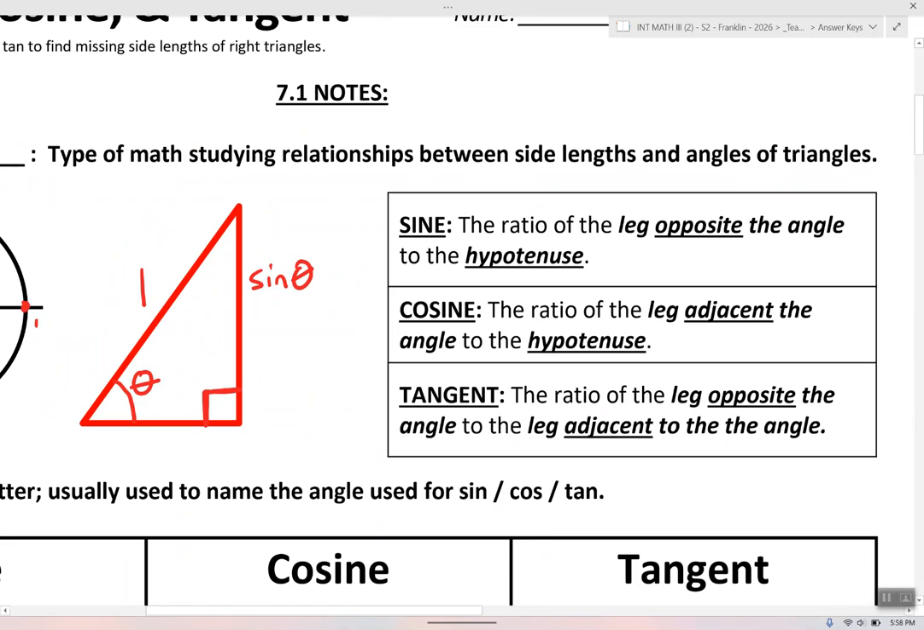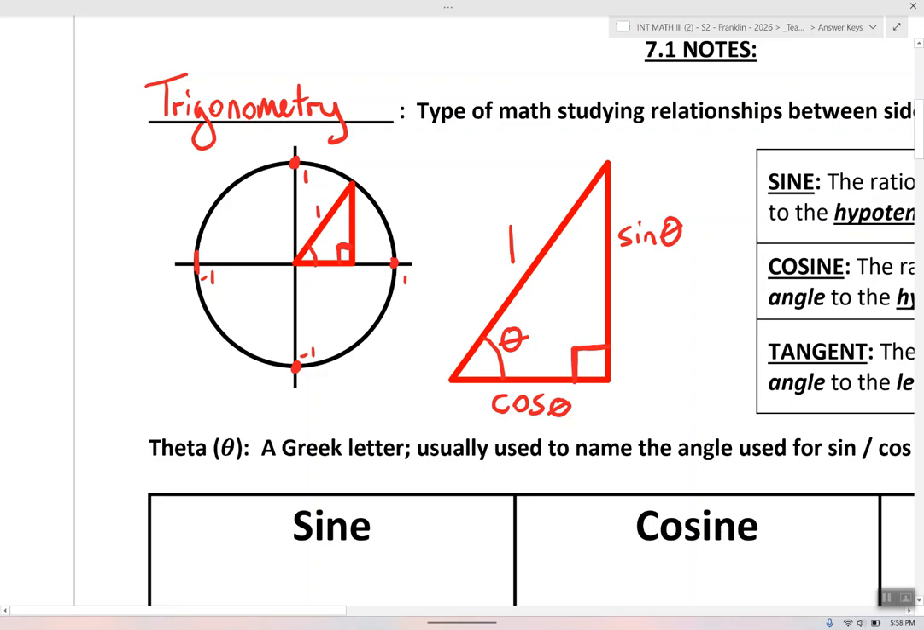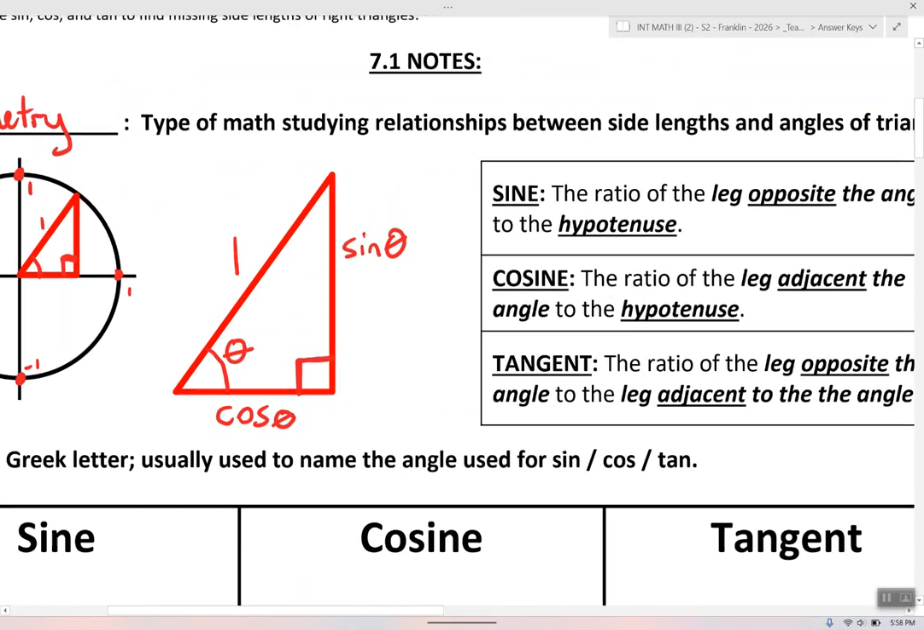Cosine theta is the ratio of the leg adjacent to the angle to the hypotenuse. That would be this down here, the x value. Cosine would be the distance here over the hypotenuse, which if the hypotenuse is 1, it just equals cosine theta. So wherever you draw this triangle, the distance right here of this bottom leg is called cosine theta.